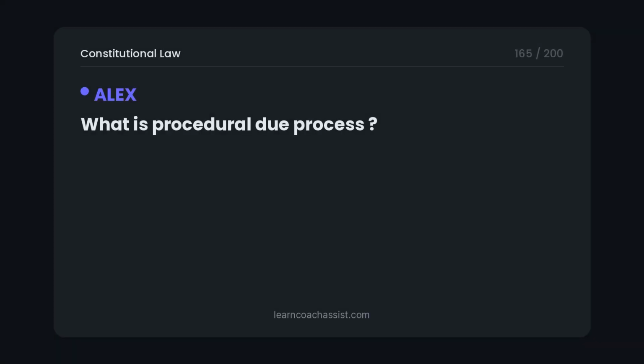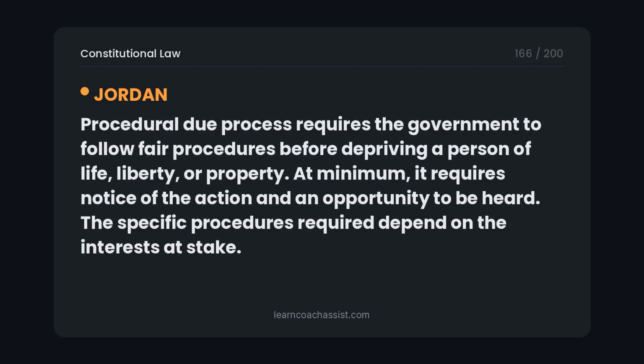What is procedural due process? Procedural due process requires the government to follow fair procedures before depriving a person of life, liberty, or property. At minimum, it requires notice of the action and an opportunity to be heard. The specific procedures required depend on the interests at stake.